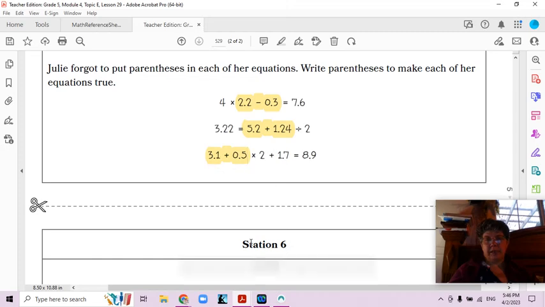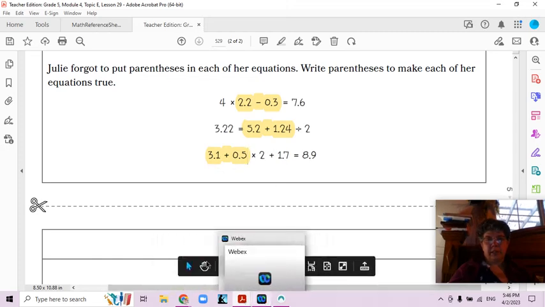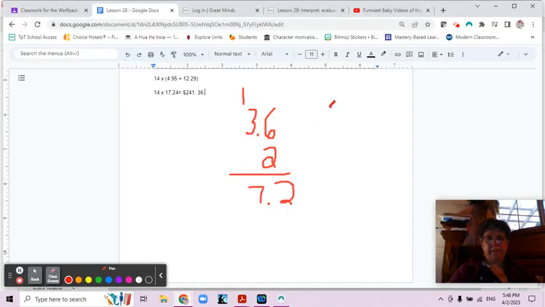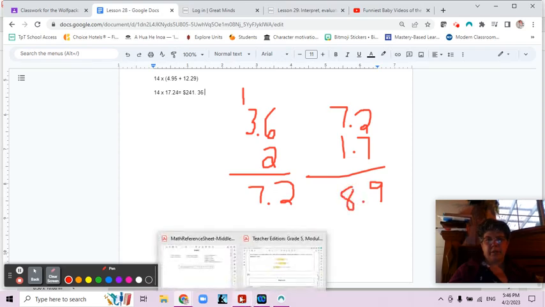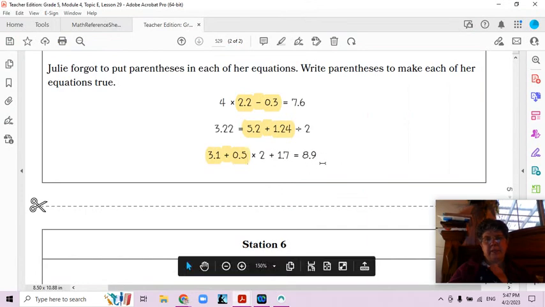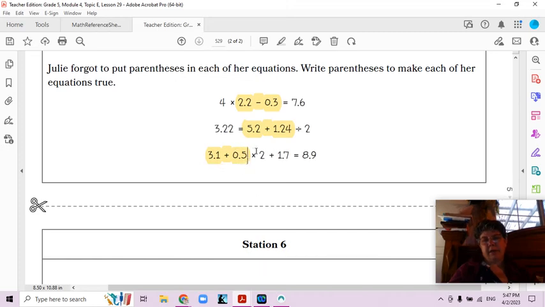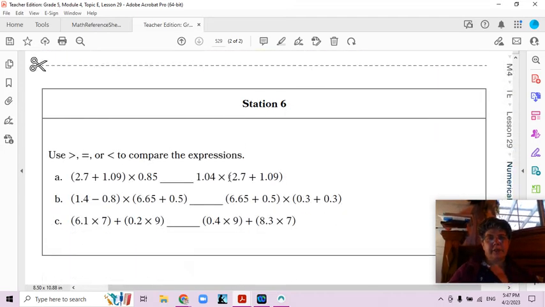Plus 1 and 7/10. So 7 and 2/10 plus 1 and 7/10. 7, 8, 9. Decimal goes straight down. 8 and 9/10. Okay, and that's 8 and 9/10. Now, where do my parentheses go? I'm going to add these two together, and then I have to multiply it. And then I'm going to add that on. So my parentheses go right there. Okay, awesome. Very good. All right, on to station 6.